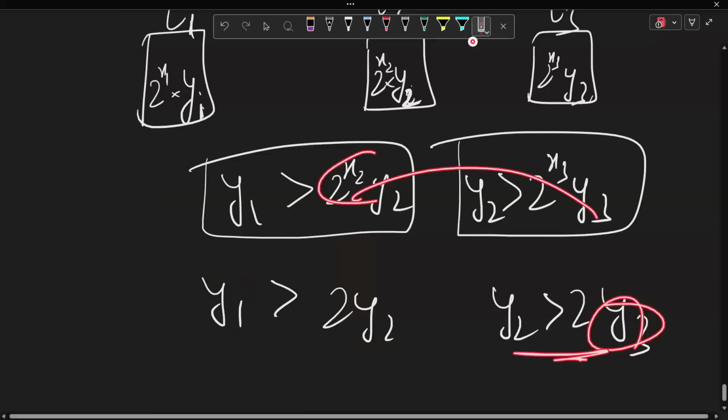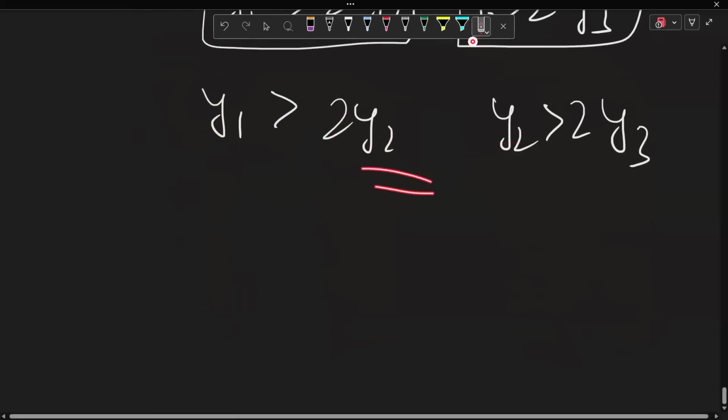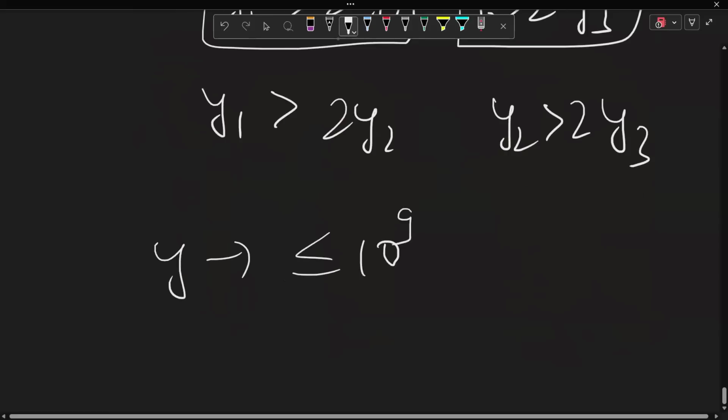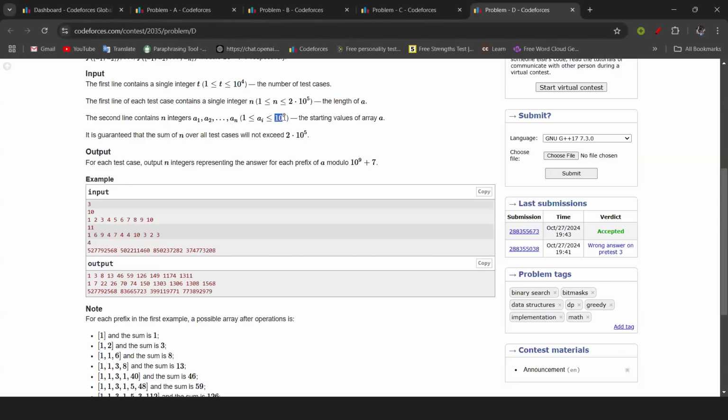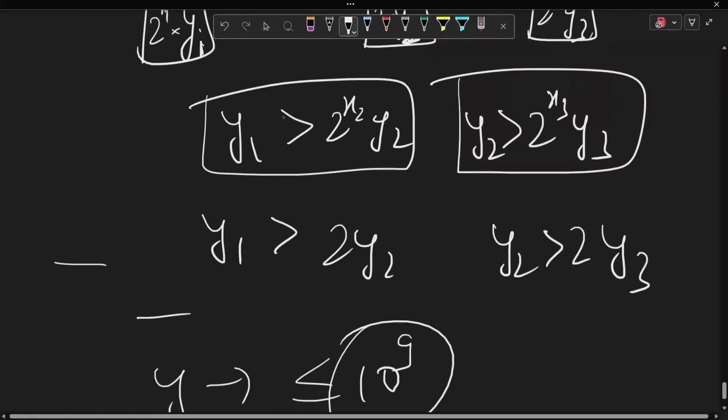So when we are moving here, we are at least moving into 2, into 2, into 2. And this y can go less than or equal to 10 to the power 9. You can look at the constraints of the problem. A_i is up to 10 to the power 9, so y would obviously be less than or equal to that only. So if you have 10 to the power 9 and you have these steps where some powers are stored, whenever you move here, you are at least going into 2.